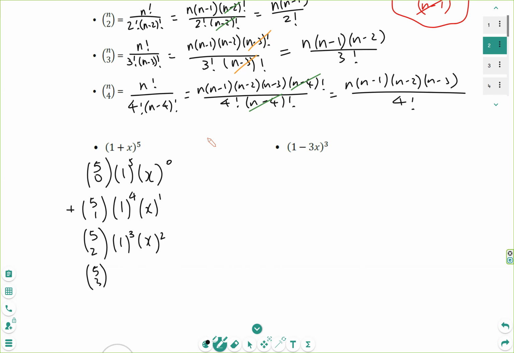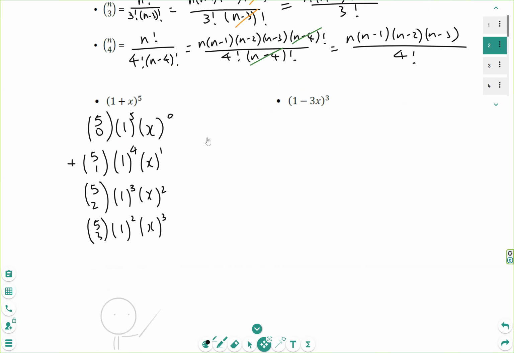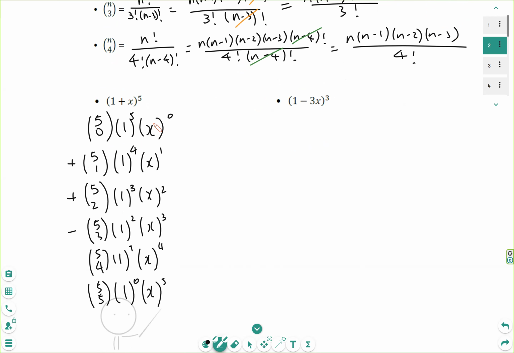5 choose 2, x to the power of 3. And then 5 choose 4, 1 to the power of 1, x to the power of 4, and 5 choose 5, 1 to the power of 0, x to the power of 5. So again, you got a whole nice list of numbers, by the way, we're all adding. 0, 1, 2, 3, 4, 5. 5, 4, 3, 2, 1, 0. 0, 1, 2, 3, 4, 5. That's how we know we're definitely correct in this kind of working.